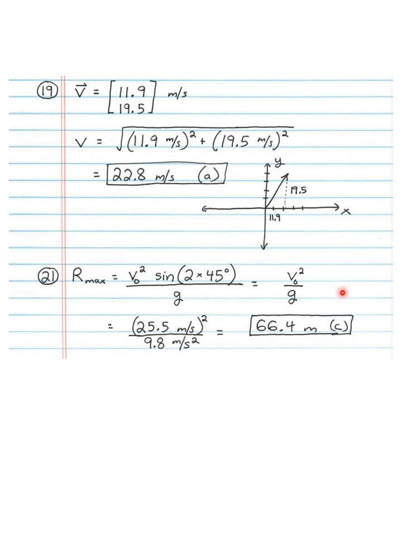Number 21, the maximum range on level ground of a projectile launched at 25.5 meters per second is, well, here's the range equation, v naught squared times sine 2 theta over g. Maximum range will occur at a 45 degree angle. So I've plugged in 2 times 45 degrees, that makes 90 degrees. Sine of 90 is 1. So at maximum range, it becomes v naught squared over g. We plug in the values, g being 9.8 meters per second squared, and we get 66.4 meters as the maximum range.